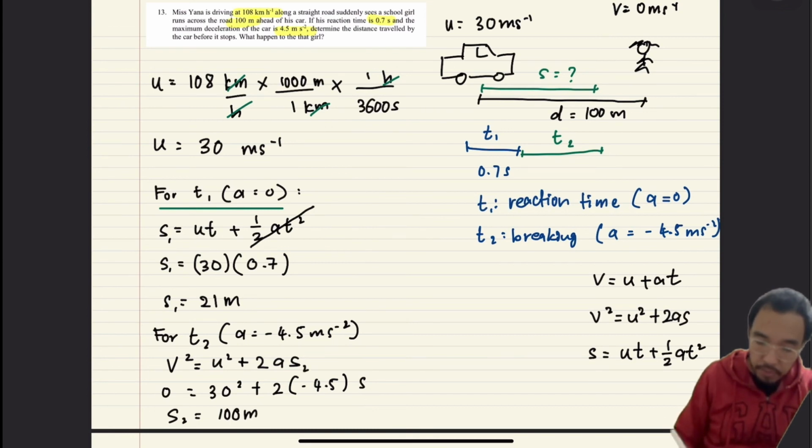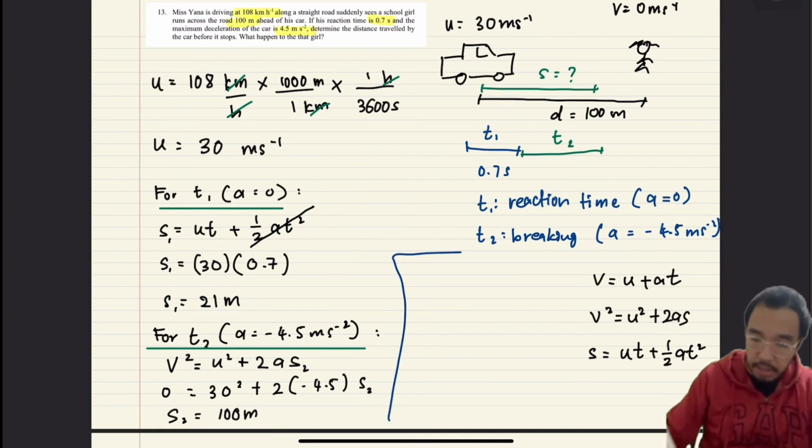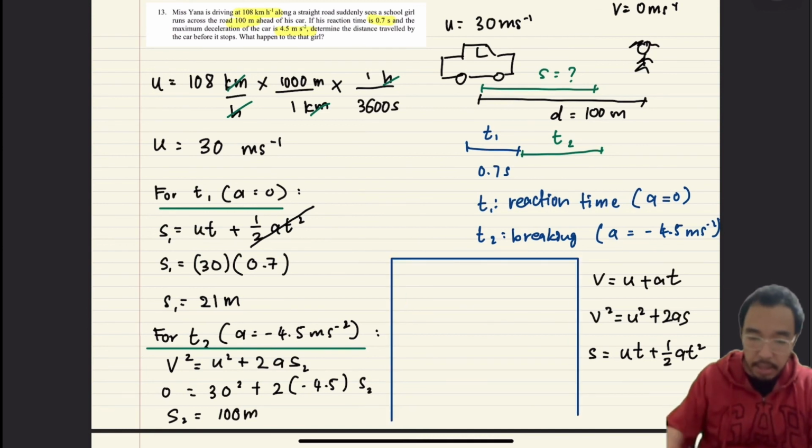I'm going to put 2 over here so that you can differentiate between S1 and S2. Okay, now if I want to find my total displacement, again I'm running out of space, so I'm going to do it over here again. Don't do it like this in the exam.